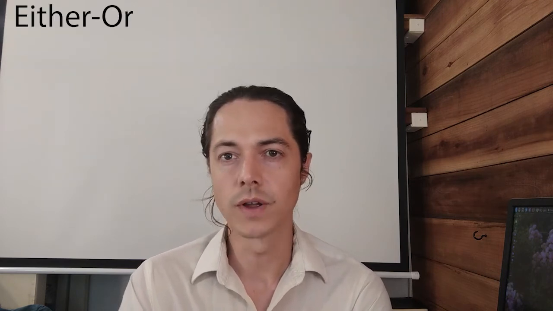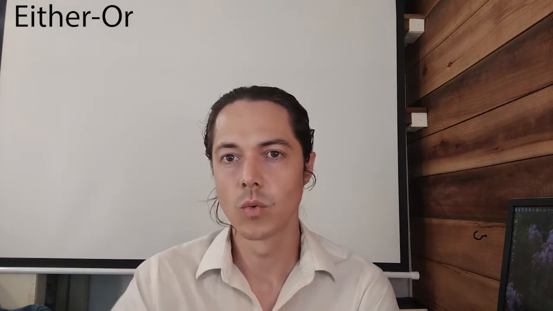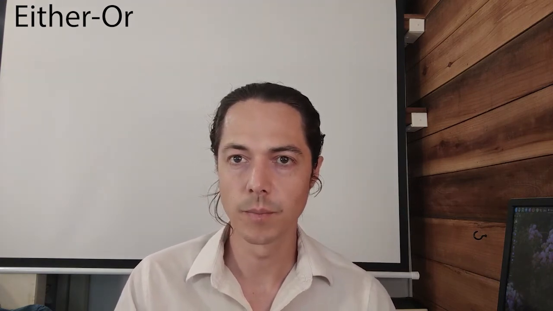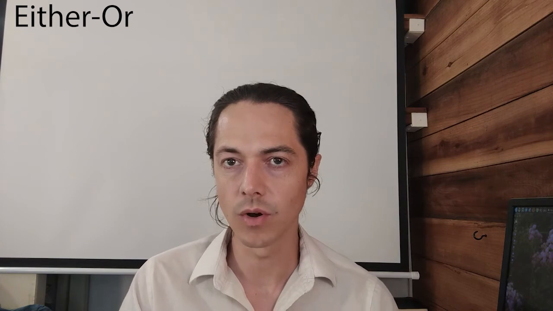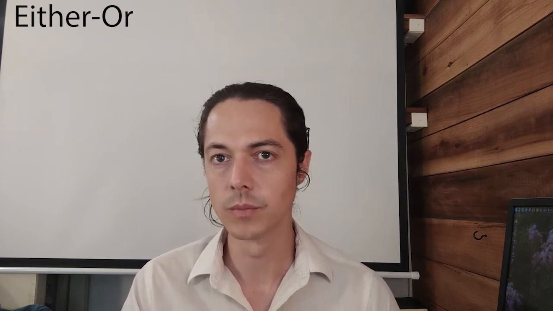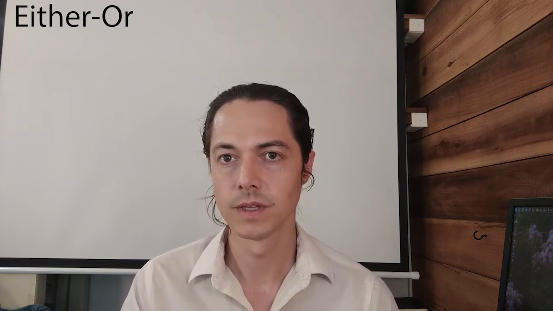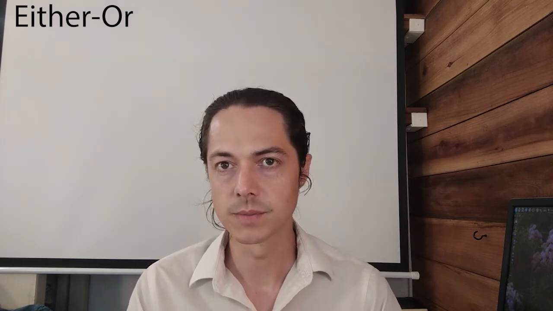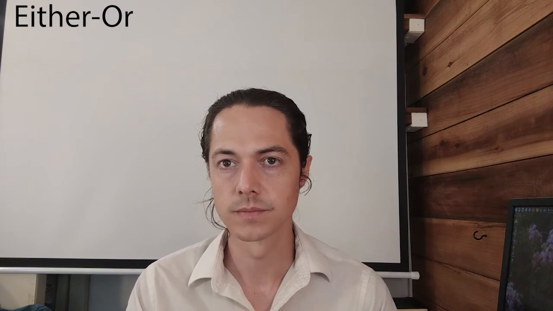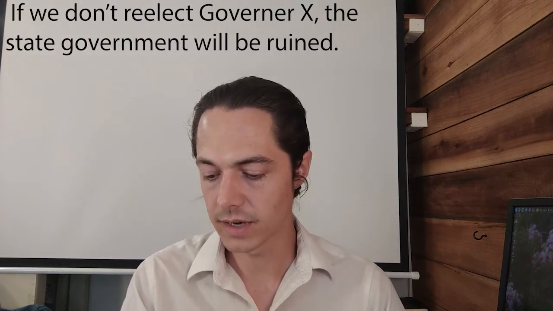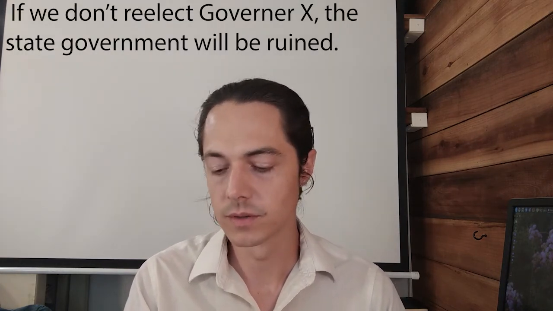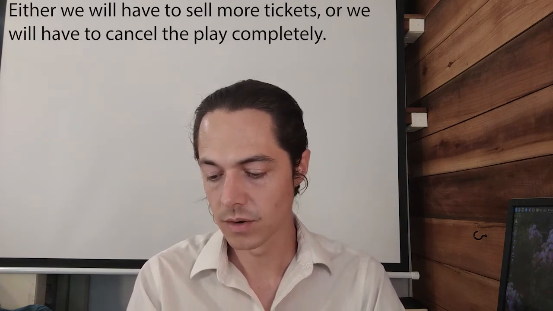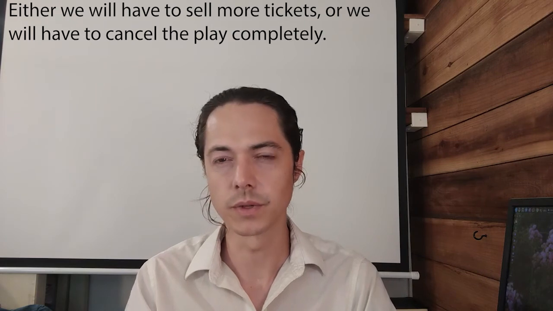The either or fallacy. So this is a reduction of things to a binary, to a right or wrong, an either or, a good or bad. It's an oversimplification. So it ignores all possibilities between these two extremes. If we don't re-elect Governor X, the state government will be ruined. Or either we will have to sell more tickets, or we will have to cancel the play completely.